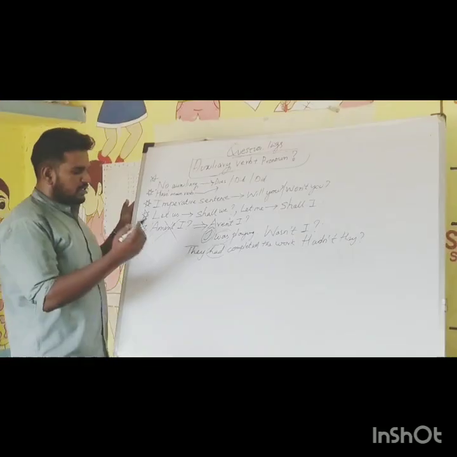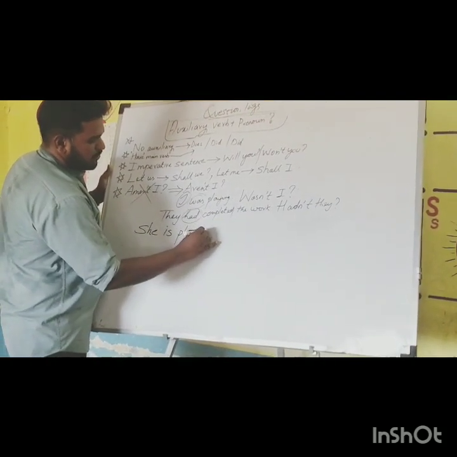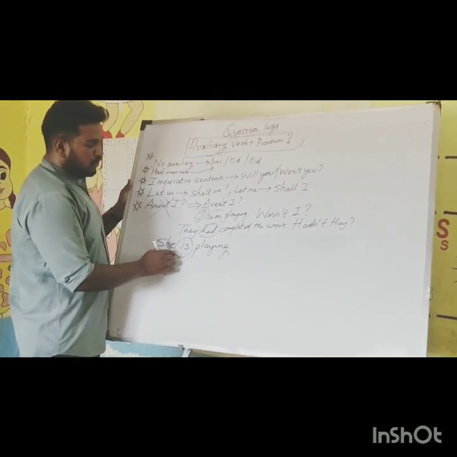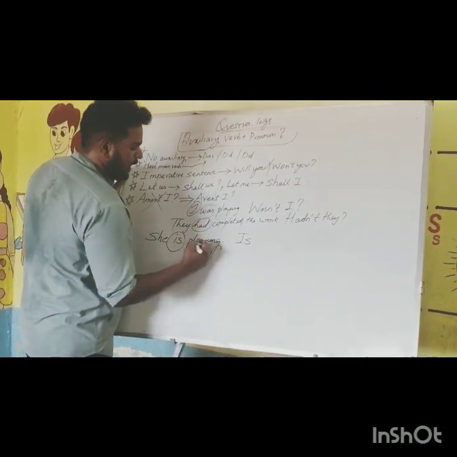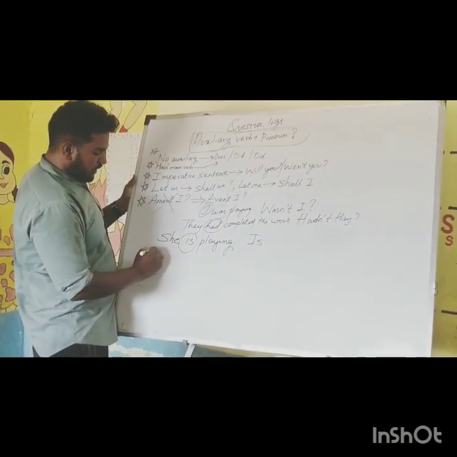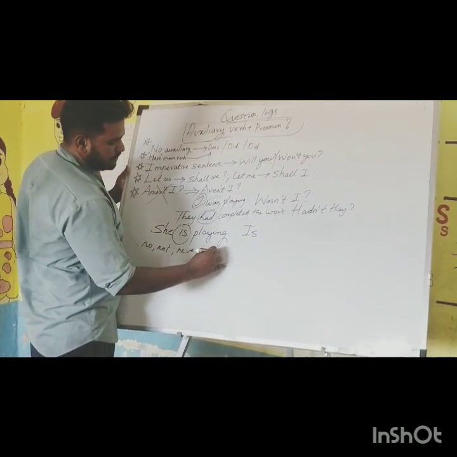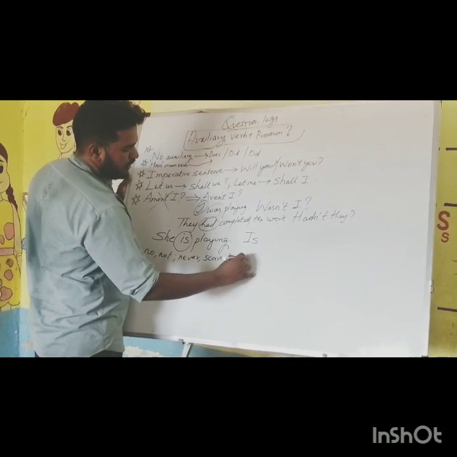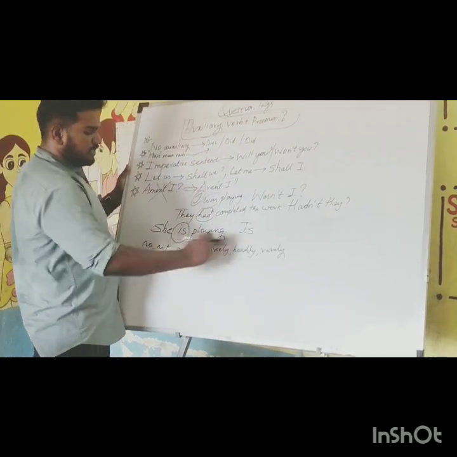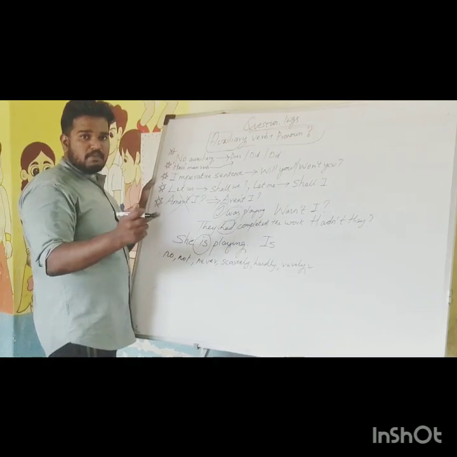For example, I am writing a sentence: she is playing. From this statement, you can see there is an auxiliary verb, that is. So you can write that is. And this is a positive statement. Why can I say that? If no word like no, not, never, scarcely, hardly, rarely is coming, it is a positive statement. So she is playing is a positive statement.